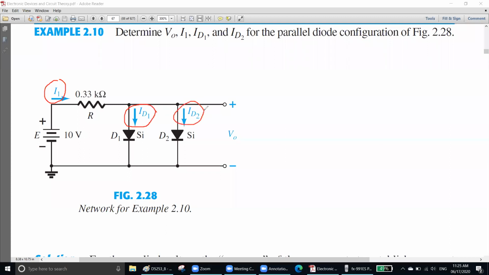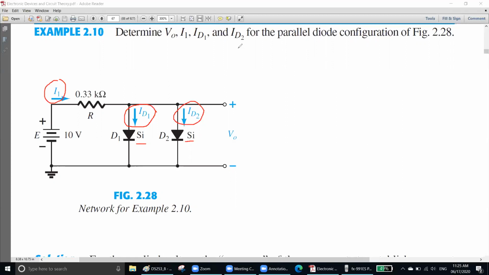ID2 is this current. For the parallel configuration, remember they are parallel and both of them are forward bias. How do I know both of them are forward bias? Because this I1 will come and go to the downward position. I1 will try to go to the ground. So both of these silicon diodes are forward bias, and since both of them are silicon, both of them will take 0.7, because in parallel voltage remains same. If this is 0.7, this will be 0.7. Since both are taking 0.7, both of them will be on. I will explain with the problem with one silicon, one germanium.